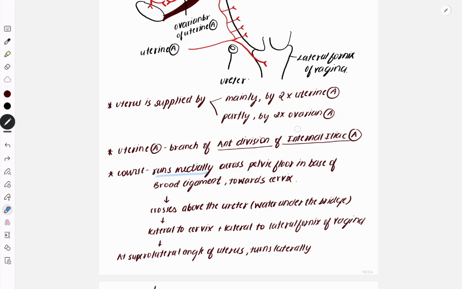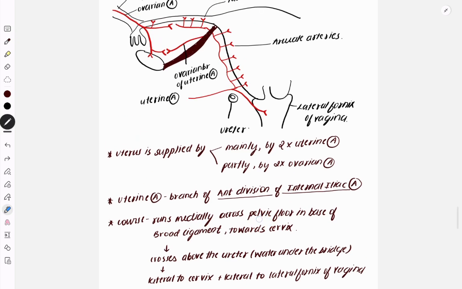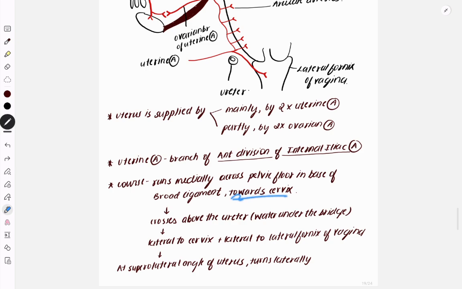The course of the uterine artery: first, the uterine artery starts from the pelvic floor in the base of the broad ligament. So if this is a broad ligament, it starts from the base of the broad ligament. It runs medially towards the cervix, and as it goes towards the cervix, it crosses the ureter, and because the ureter carries the water, basically the urine, and this is going to cross the water in the form of a bridge, this correlation between the uterine artery and ureter is also called water under the bridge.